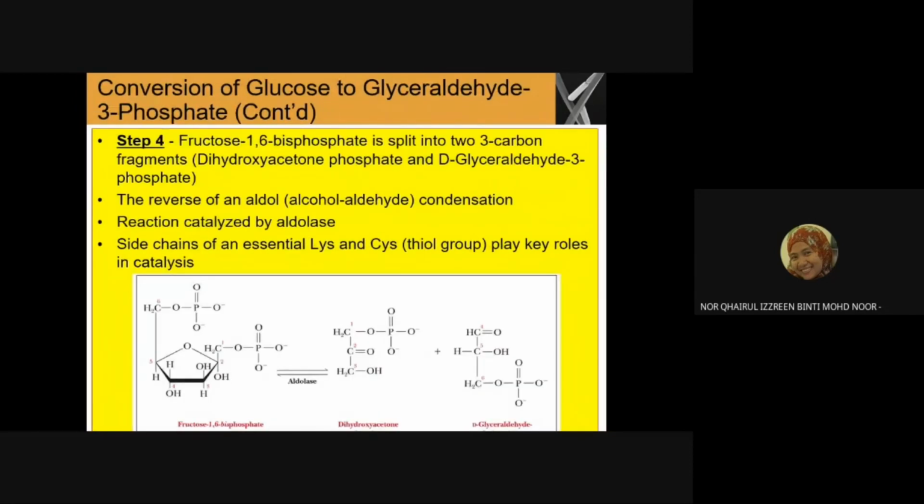Okay, step number 4 is where fructose 1,6-bisphosphate is split into two three-carbon compounds, DHAP, dihydroxyacetone phosphate, and glyceraldehyde 3-phosphate. This is the reverse of an aldol condensation, the alcohol-aldehyde condensation, and it is catalyzed by aldolase. Because it is an aldol condensation, the name of the enzyme is aldolase.